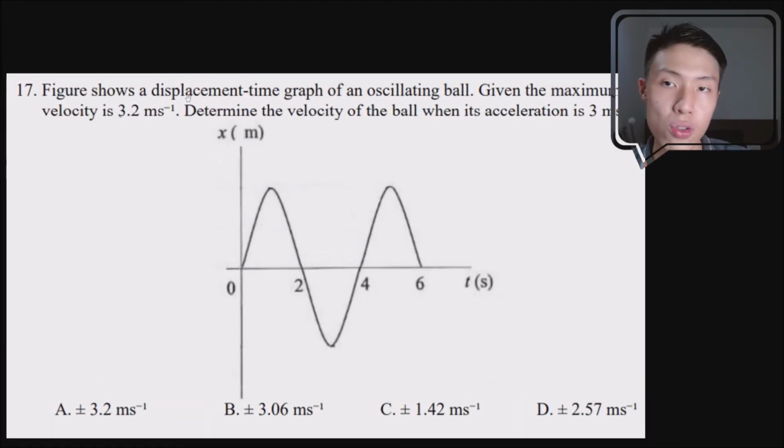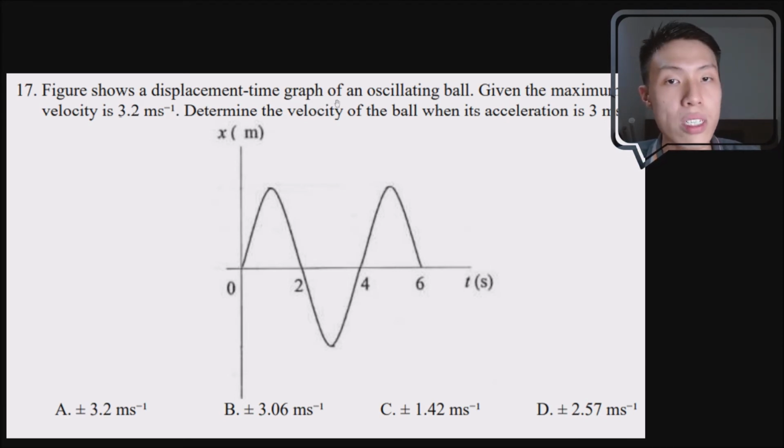A figure shows a displacement time graph of an oscillating ball. So we have a ball undergoing simple harmonic motion, and this displacement time graph here is trying to illustrate how the ball oscillates. You are given the fact that the maximum velocity is 3.2 meter per second. If you trace the velocity of the object and how it changes with time, you find that the maximum velocity that can be achieved by this ball is 3.2 meter per second.